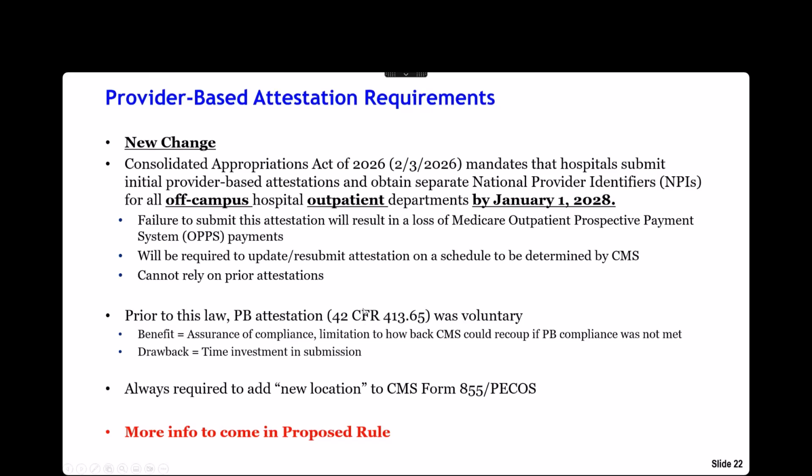So again, up to this point, it was all voluntary, and I talked about the benefit. It limits the recoupment. The drawback was, of course, how long it took to submit it and document everything. The other thing that was always required, even if you didn't submit a provider-based attestation before, is that if you had a new location, it had to be added to PECOS, to your CMS Form 855. That way we knew what the address was.